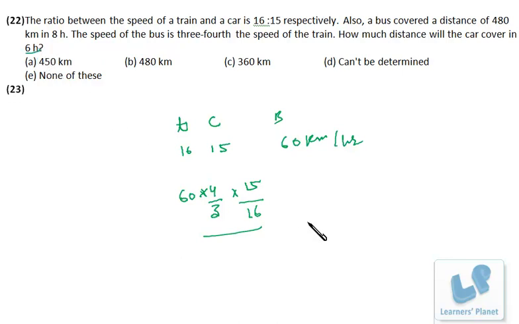The time is given, that is 6. So we'll be getting the distance by this, right? So it's 4 4s are 3, 5, 4, 15. So 6 5s are 30 into 15, 450 kilometer, right?